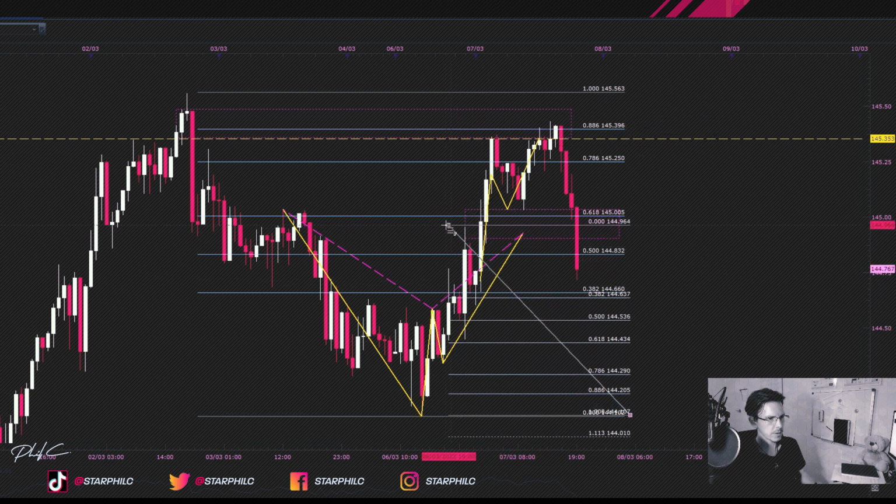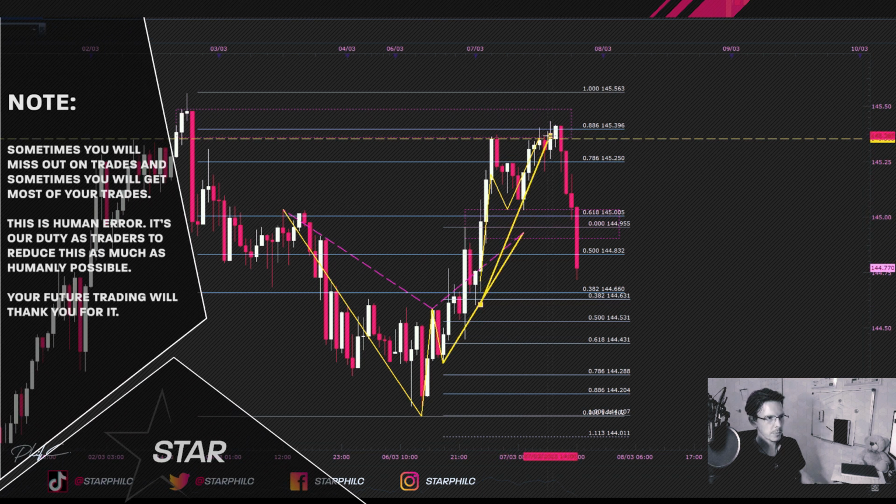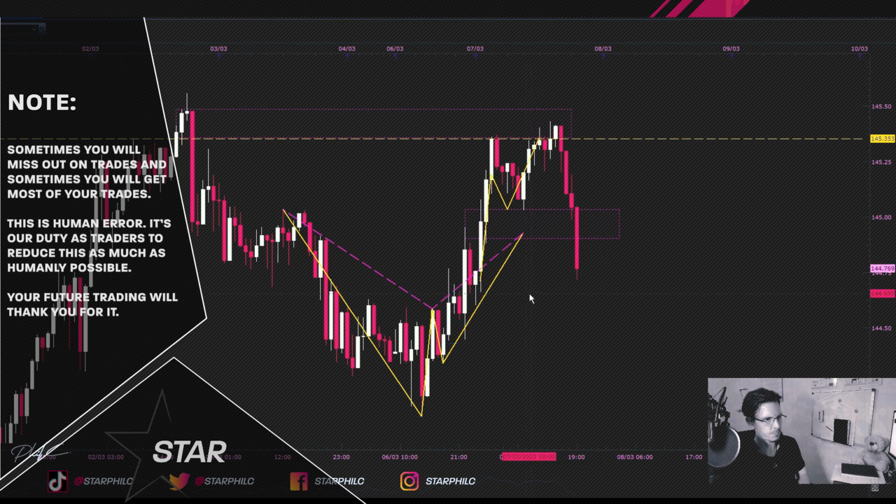So another fib like this comes all the way down, hitting the 382, and then CD completion all the way up here, and then we miss out. Yeah, you know, them the breaks. That's what happens.